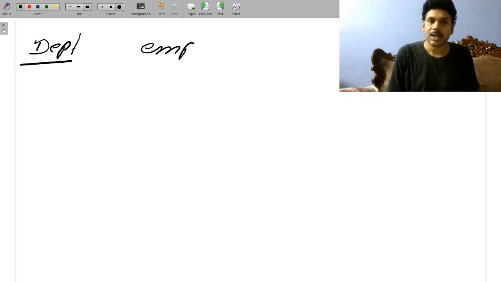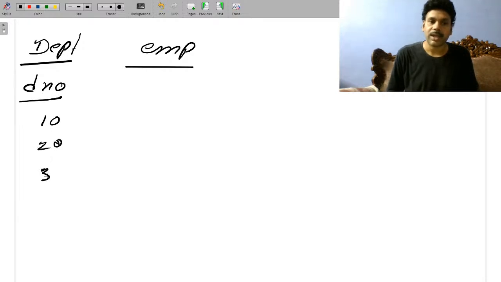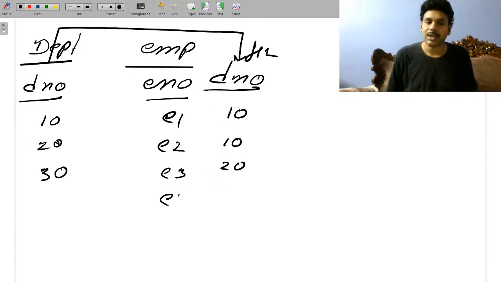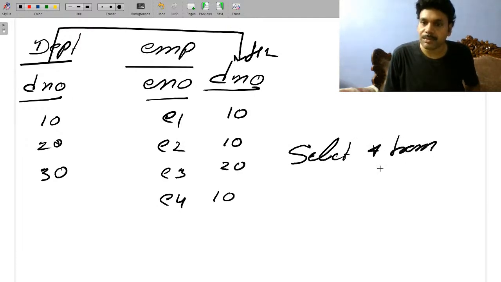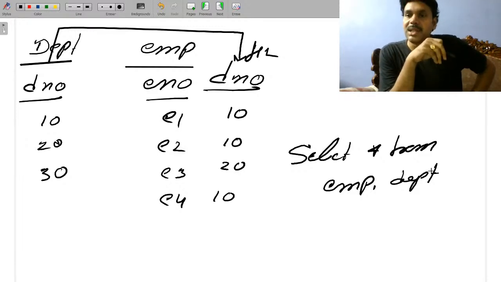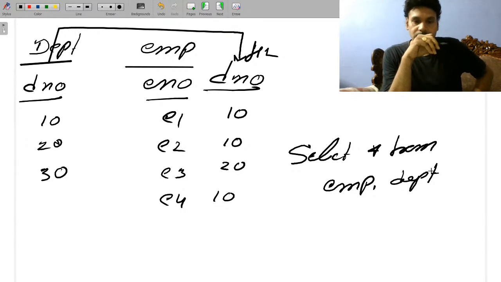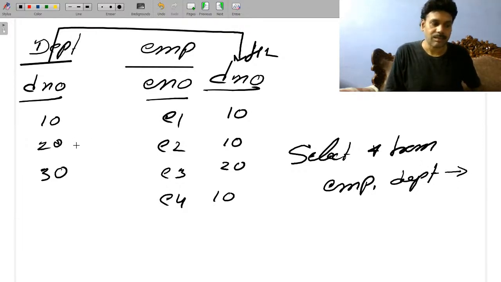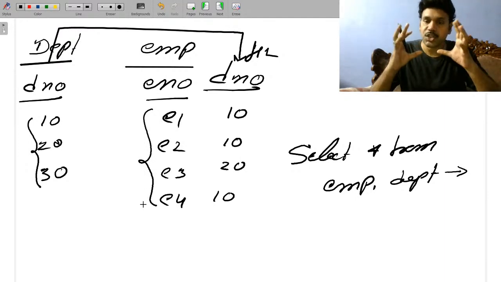The department and employee tables: department numbers 10, 20, 30; employee numbers E1, E2, E3, with department number brought in as a foreign key: 10, 10 and 20, E4, 10. Now I am writing a query: select asterisk from EMP comma DEPT. How many rows? This statement will map these 3 rows with these 4 rows. Now you will get 12 rows.